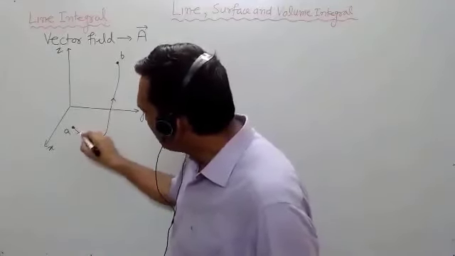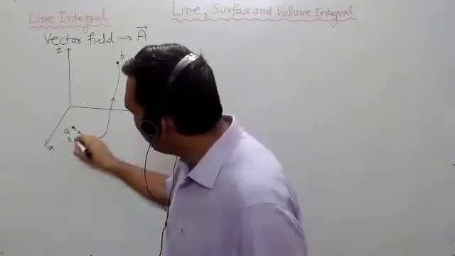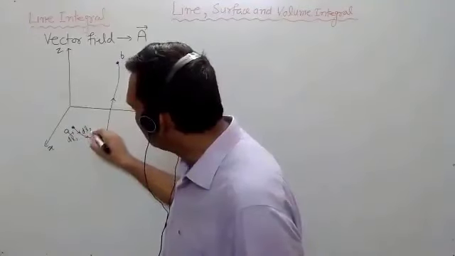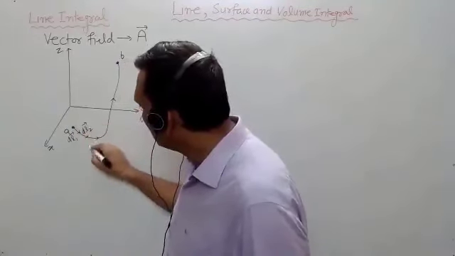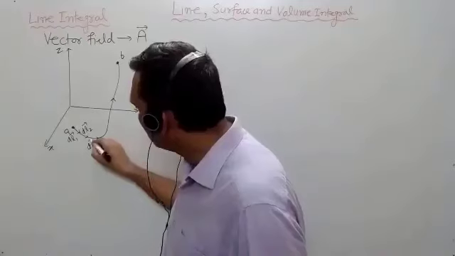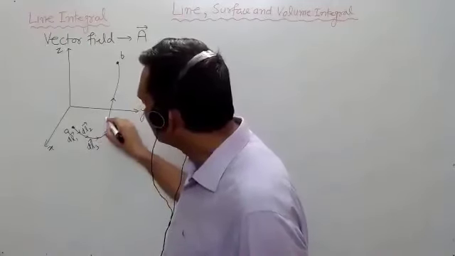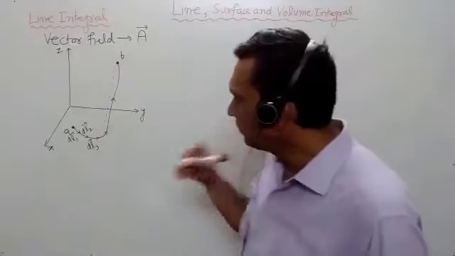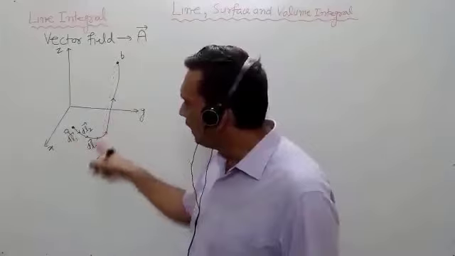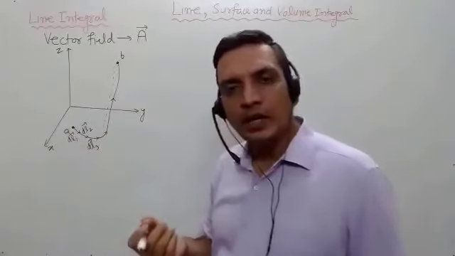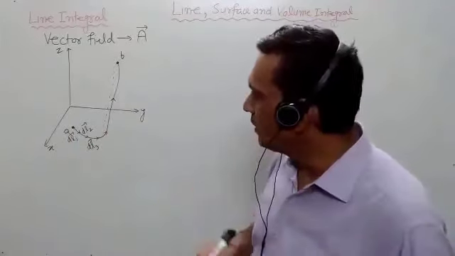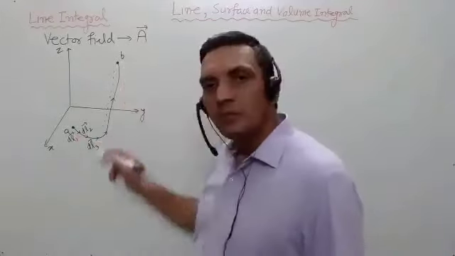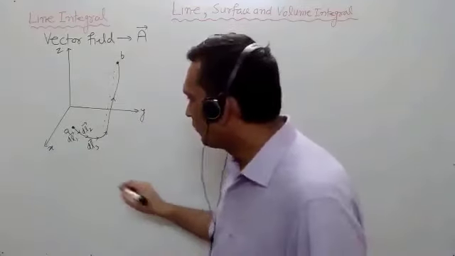You have to divide this path into elemental length dl1, dl2, dl3 and so on. Divide whole path from A to B into elemental length. And you know dl vector, that is infinitesimal displacement vector. So from A to B, you have to divide this path into elemental length.